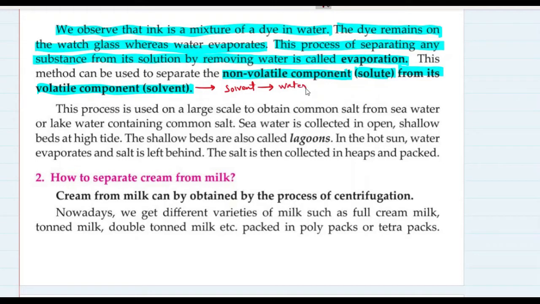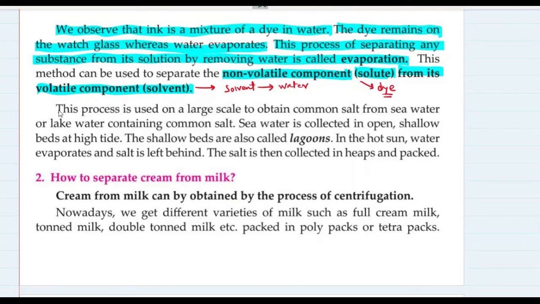Solvent is generally water. In case of ink, solvent is generally water. What is non-volatile component or solute? It is the dye. The colored substance which is put in ink, the colored solid substance, it is non-volatile component.